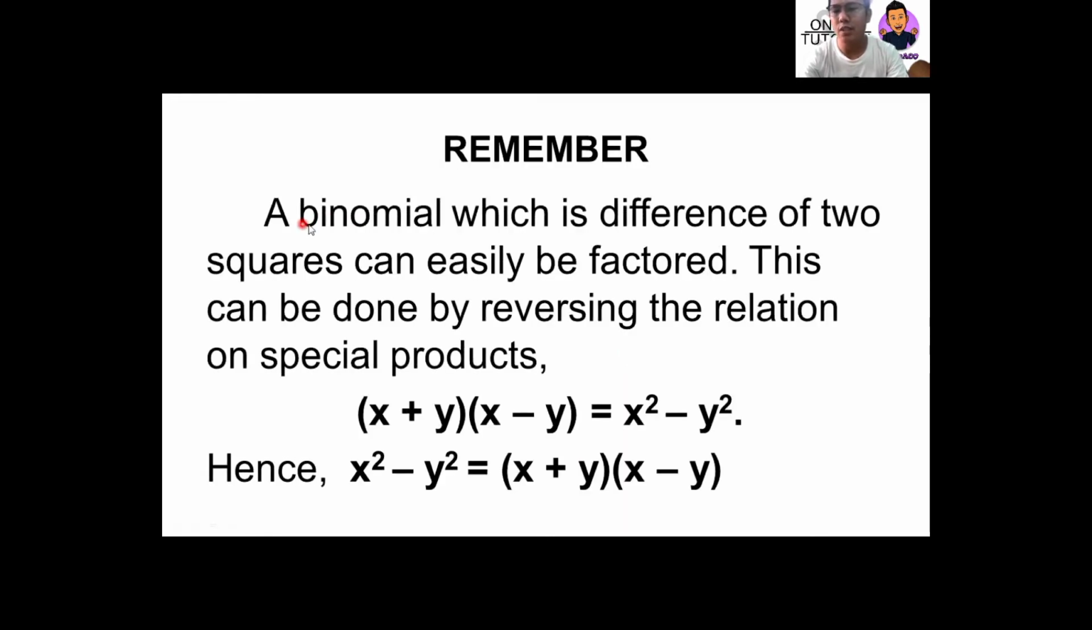So a binomial, which is a difference of two squares, can easily be factored. This can be done by reversing the relation on special products. Since the product of the sum and difference of two terms is the difference of their squares, therefore, the factor of x squared minus y squared is the product of x plus y times x minus y. Okay, so let's have an example.